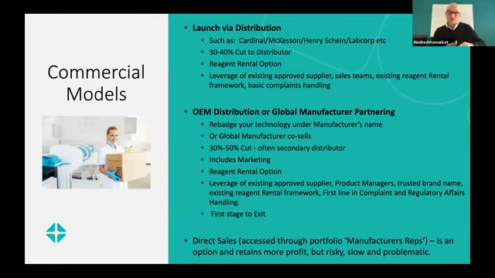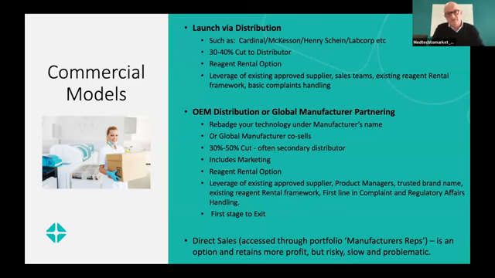These guys are good because you can leverage their existing approved supplier status with the health authorities or the hospital trust, for example. They have their own sales teams. They've already got the reagent rental framework, and they also will handle your basic complaints.